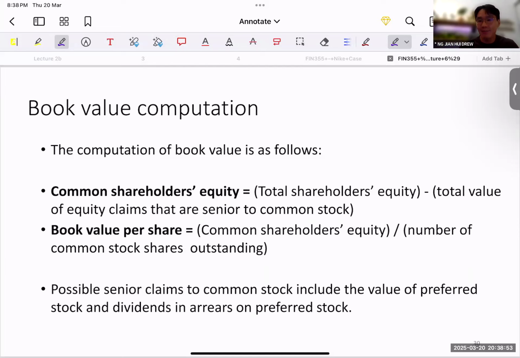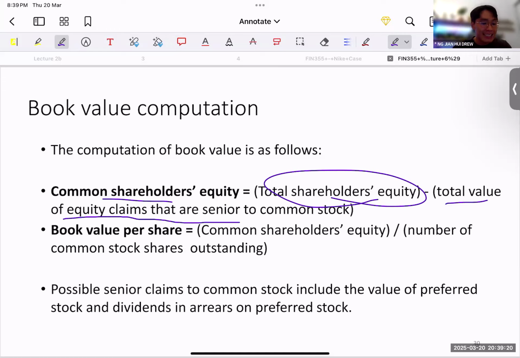it becomes an ECA, right? Why is it an ECA? Because it requires you to do your own research, to learn a bit more by yourself. How do you handle this kind of class A, class B, class C shares? Okay, but in the most basic form, what we're trying to teach you here is this: common shareholder equity is basically your total shareholder equity minus your total value of equity that is senior to your common stock.